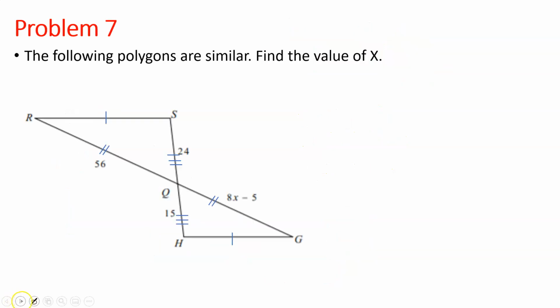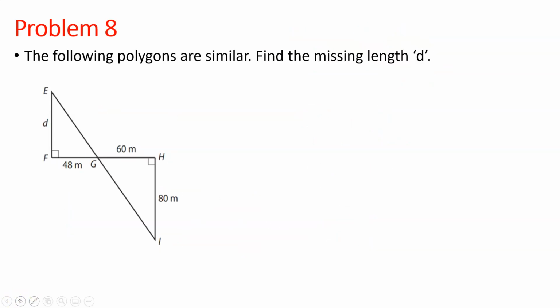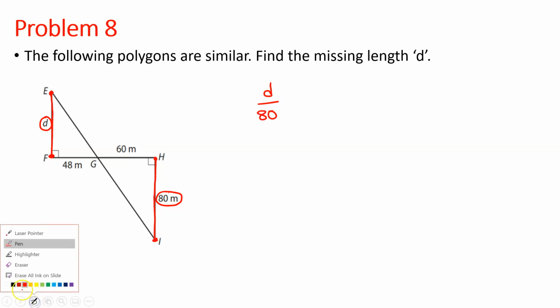All right, problem 7 we did in class. Okay, so let's take a look at problem number 8. It says the following polygons are similar. Find the missing side length D. All right, so let's take a look. Here's where D is, and let's go through and play that matching game. D is matching to which side? It's going to be here from H to I, which was 80 meters. So I'm going to say D over 80 is equal to, and let's play that matching game again.